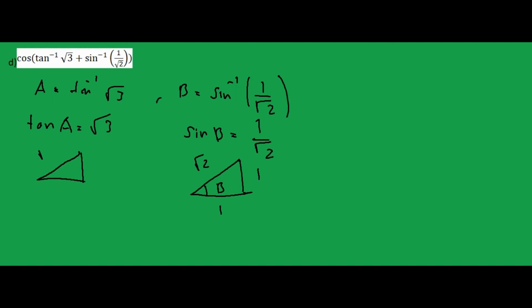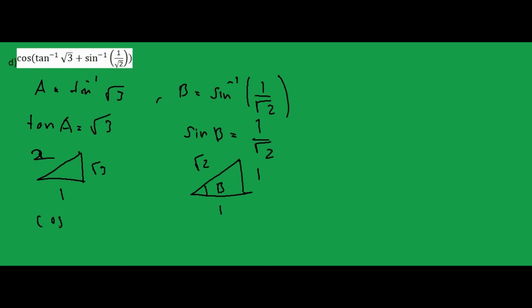Now, sorry, this is opposite over adjacent. So 3 plus 1 is 4. Square root of 4 is 2. Yes, this is 2. Am I correct? Yes. Now we have made the variables A and B.